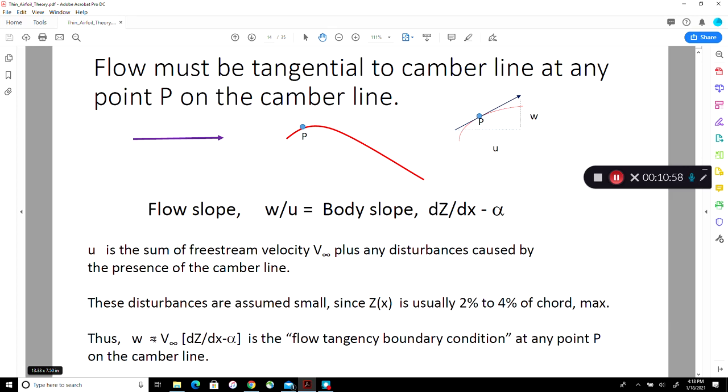Why do we call it approximate? Because we have replaced the U, which was made of the free stream plus any disturbances caused by the body, by just the free stream only. So thin airfoil theory has got a number of approximations. We have neglected the thickness completely. We have also assumed the disturbances are small. That means the camber is small, the angle of attack is small.